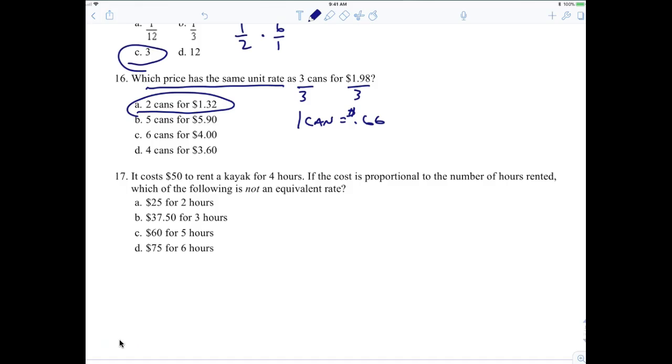Everybody feeling all right about that? All right. Now, if you wanted to, you could have just divided all of them also. Does everybody agree with that? You could just say $1.32 divided by 2, $5.90 divided by 5, 4 divided by 6, and $3.60 divided by 4. Is everybody agreeing with me on that? Everybody all right? Okay, good.